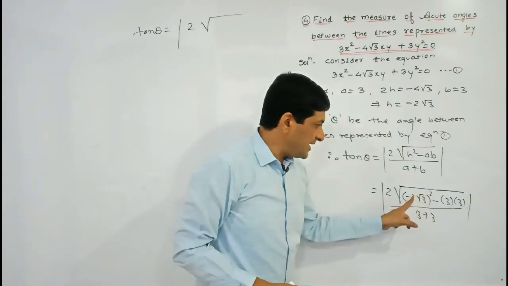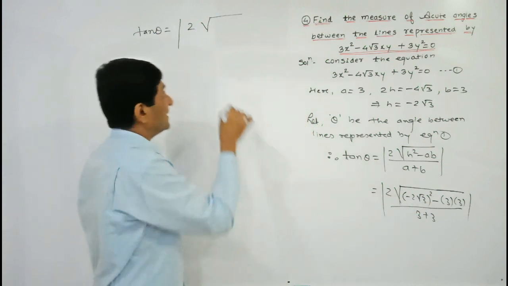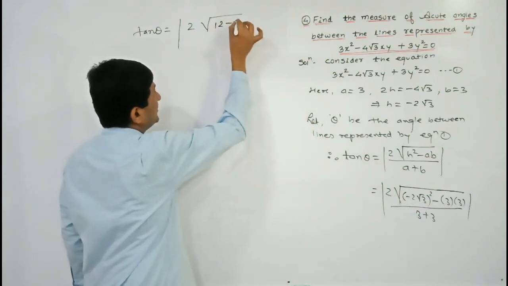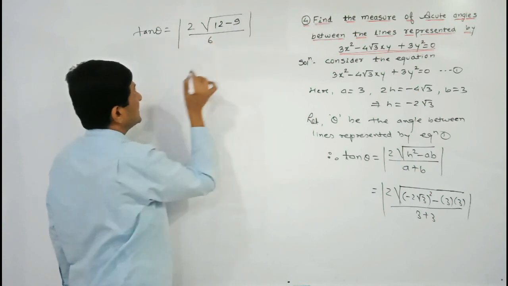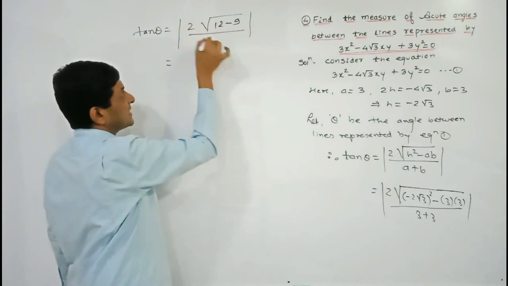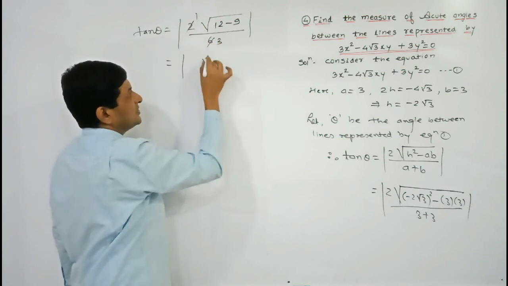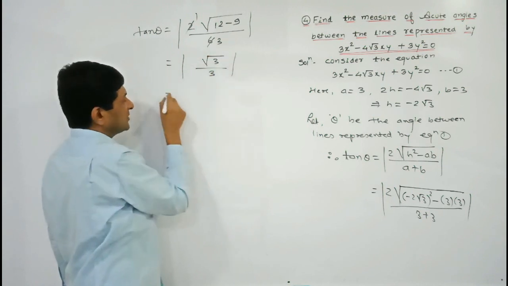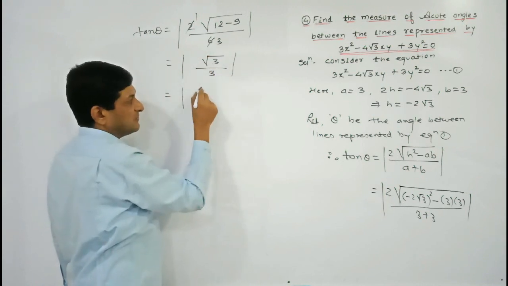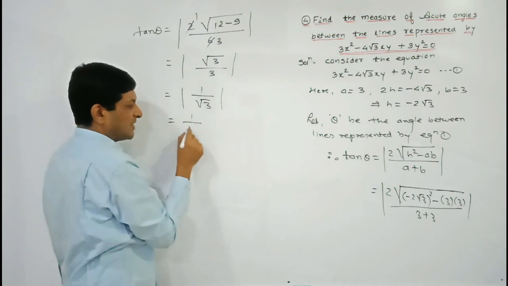What is the square of minus 2? 4, and the square of root 3 is 3. So 4 into 3 is 12. So here we will get 12, and 3 into 3 is 9, and in the denominator 3 plus 3 is 6. So which is equal to 2 ones and 2 threes. Under the root 12 minus 9 is 3, and in the denominator 3. So root 3 divided by 3 will be equal to 1 by root 3. So mod of 1 by root 3 is 1 by root 3.